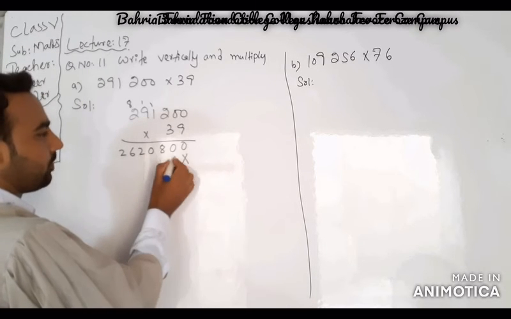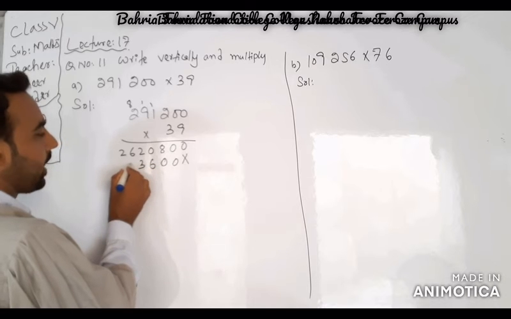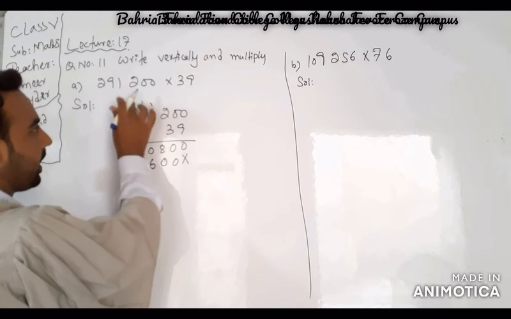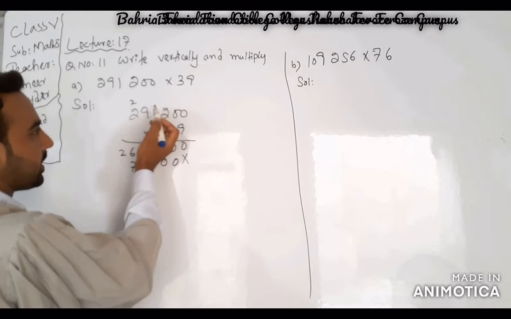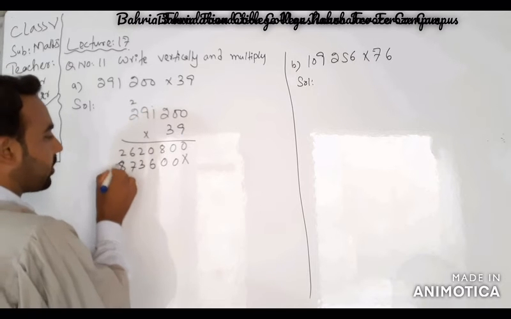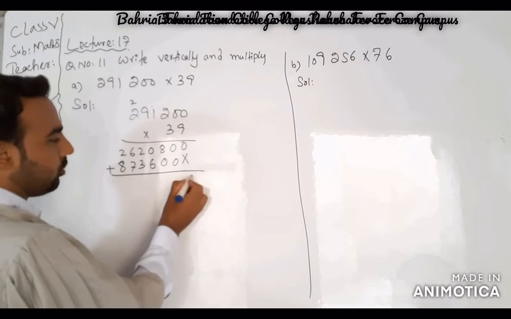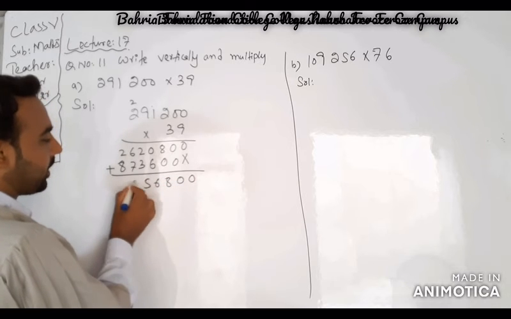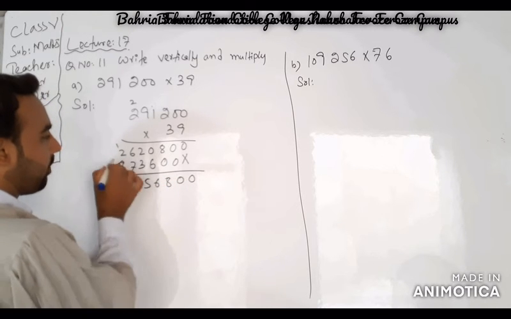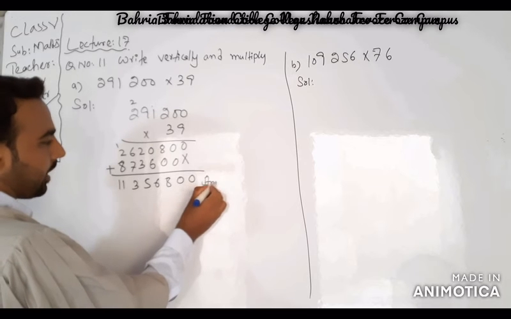3 zeros are 0, 3 zeros are 0, 3 twos are 6, 3 ones are 3, 3 nines are 27, 7 here and 2 carry on, and 3 twos are 6 plus 2 it will be 8. So now we have to add all these numbers: 0, 0, 8, 6, 5, 7, 13, 1 carry on, 1 plus 2 is 3, 3 plus 8 is 11. So this is the answer.